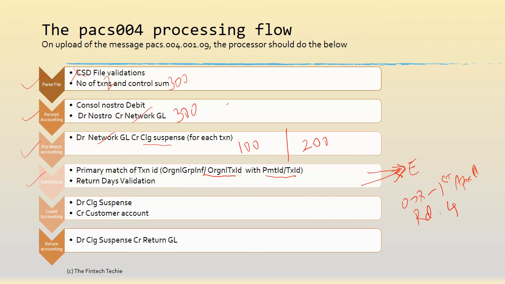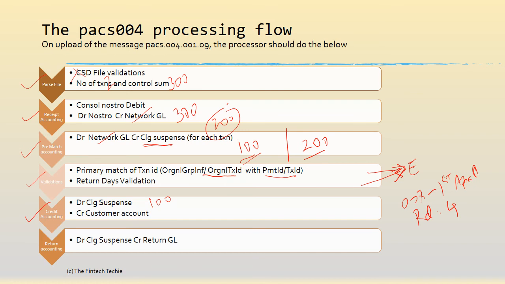Now, in this, let's assume that it goes ahead and out of these two transactions, one transaction goes through. It passes the validation. So it does an accounting entry of debit clearing suspense for 100 and it credits the customer account also for 100. It's the same customer account which was debited for 100 when the original pacs.008 was created. So now what happens is that my clearing suspense still has a balance of 200. 100 gets knocked off because of this matching.